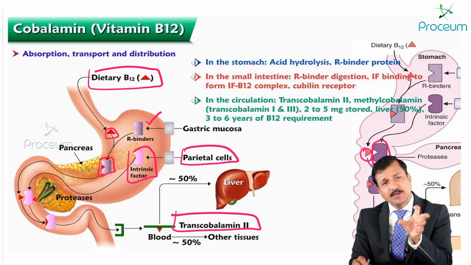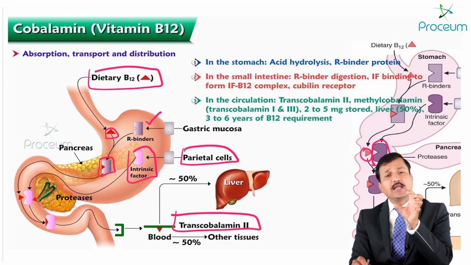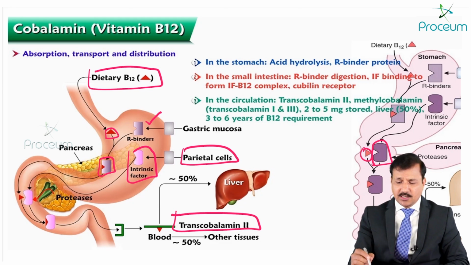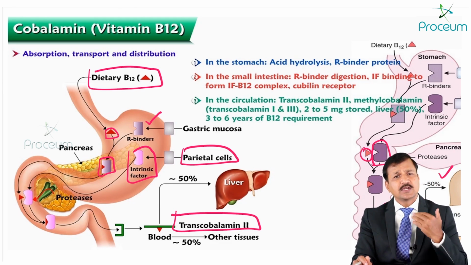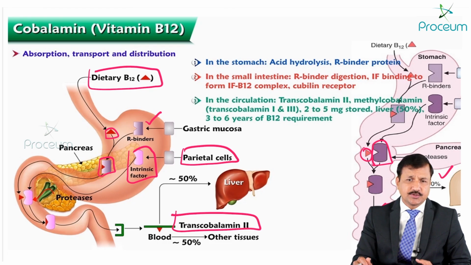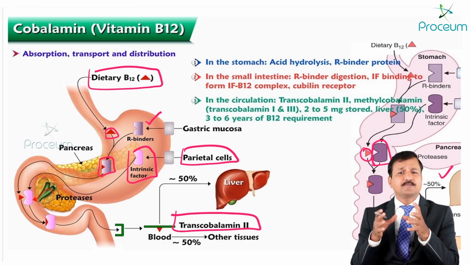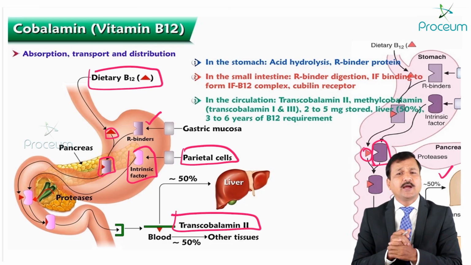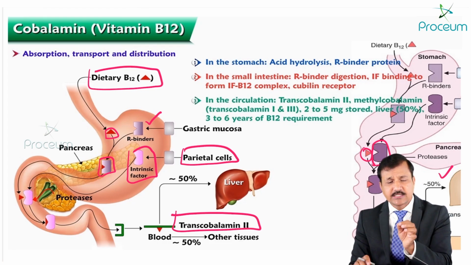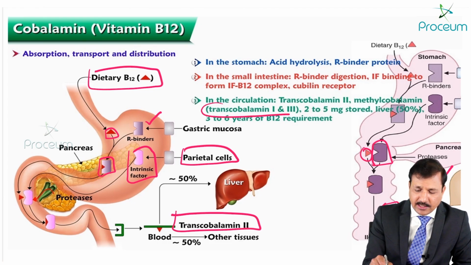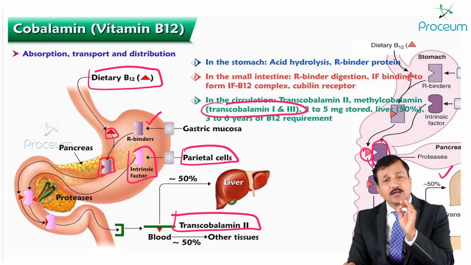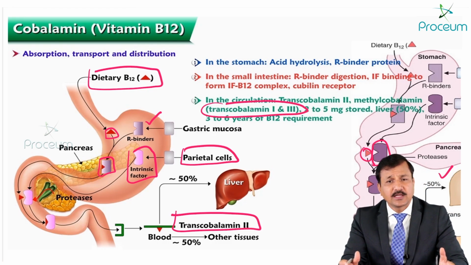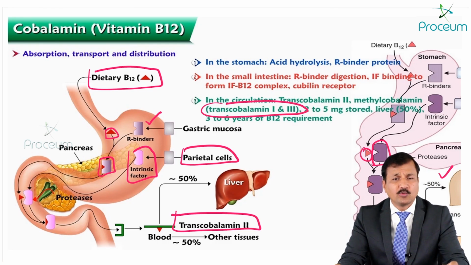So basically vitamin B12 bound to transcobalamin 2 will enter into the portal circulation. From the portal circulation, 50% of this cobalamin is taken up by the liver, and the rest 50% is taken up by other tissues. Once it enters the liver or other tissues, transcobalamin 2 is separated, and cobalamin will bind with transcobalamin 1 and transcobalamin 3. These are the storage proteins for cobalamin in the form of methyl cobalamin.